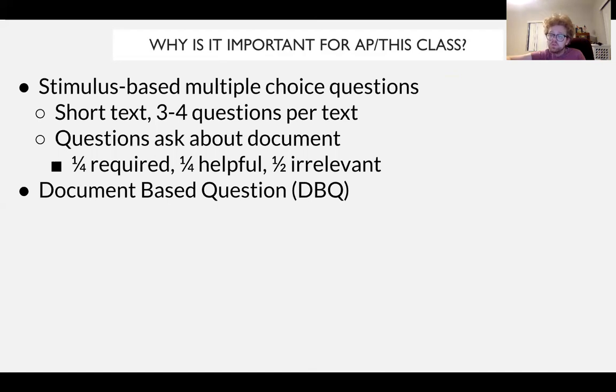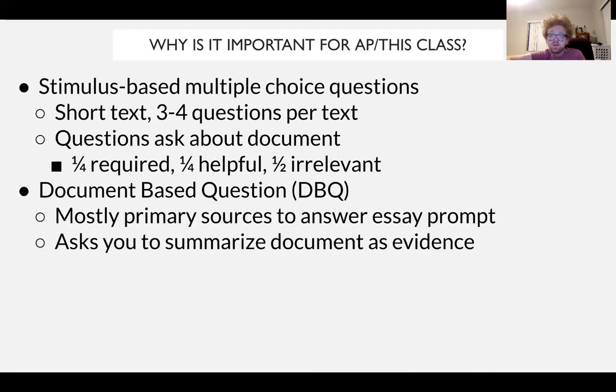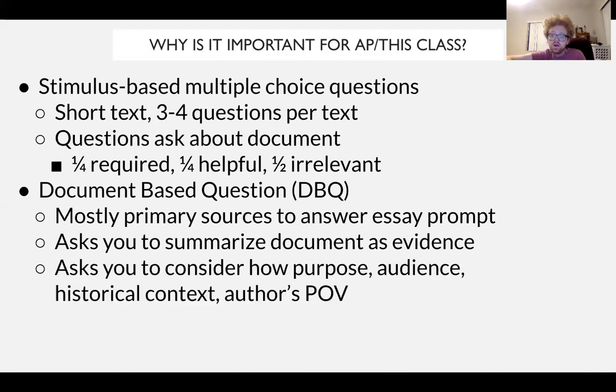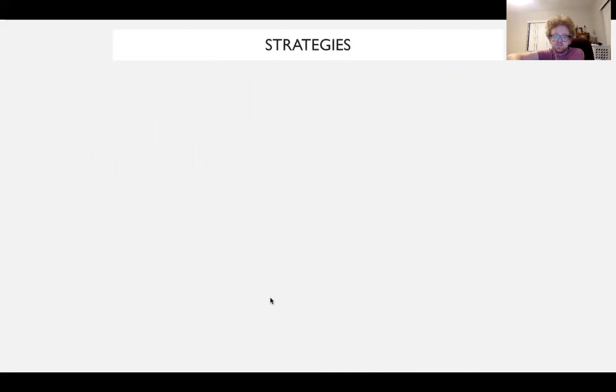For DBQs, you need to be able to summarize a document as a piece of evidence. You need to identify these 4 things right here: the purpose of a document, the intended audience of a document, the historic context of when it was made, and the author's perspective. So there are a few strategies you can use to analyze a primary source. For one thing, you should approach it with a method known as HIPP. And HIPP essentially breaks down different aspects of what the AP wants you to look at and analyze.